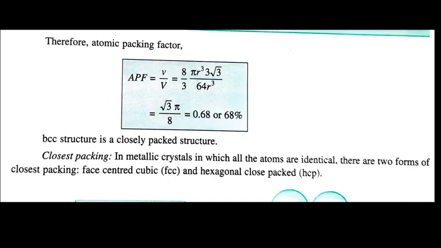And then the last equation is APF, atomic packing factor, or briefly the packing factor, that is small v upon capital V. Small v is the volume contributed by the atoms per unit cell, and V is the volume of a unit cell. Therefore r's get cancelled and a certain number will come. The number is 0.68. If you want the percentage, multiply by 100, so that would be 68%.